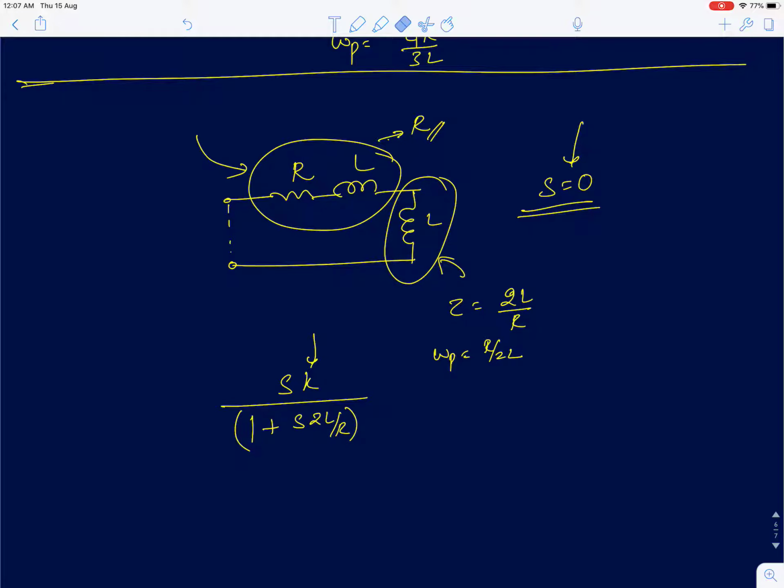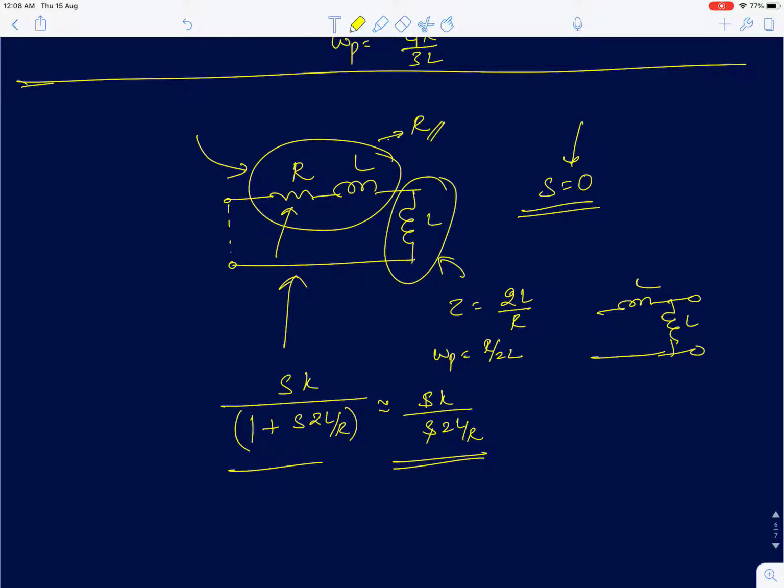This value of k can be found either using the high frequency analysis, analyzing the circuit at high frequencies, or by analyzing the circuit at low frequencies. Either way we can find it out. So first I'll go for the high frequency approach, meaning I'll assume the frequency is very high, then this transfer function reduces to Sk by S 2L by R. Now we have to find the value of k. At high frequencies, I can ignore the value of resistance in series with the inductor. It reduces to L and L.